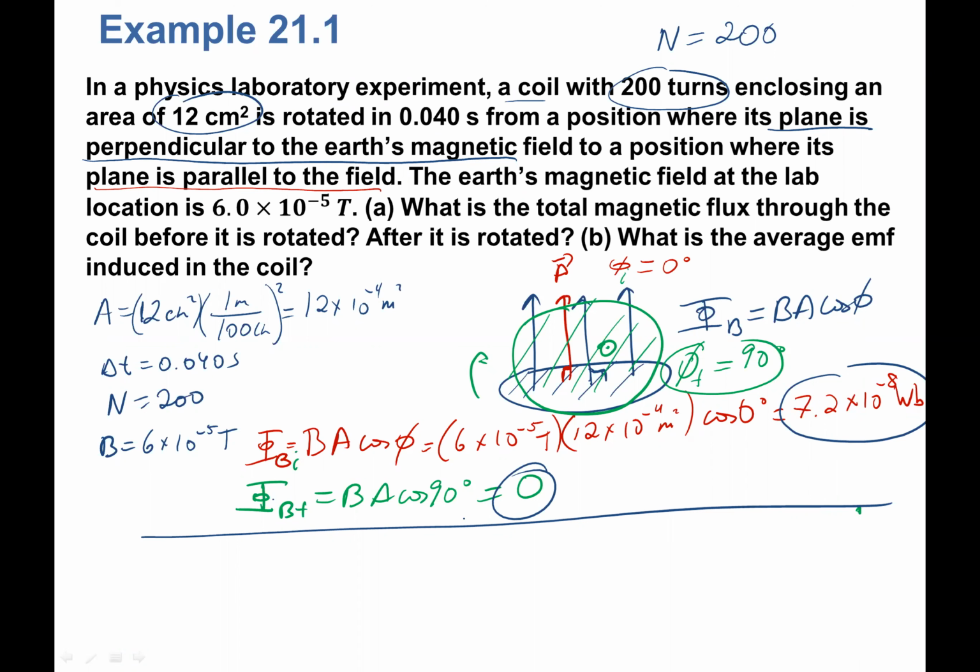All right. Now what we get here is then the induced EMF is equal to N times the change in flux over time. And generally, this equation is usually for the average, right?